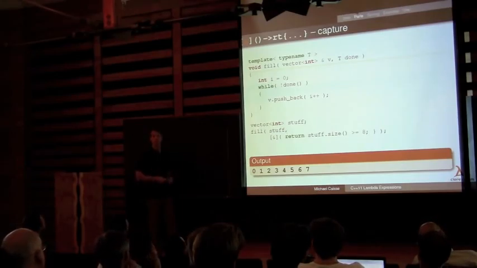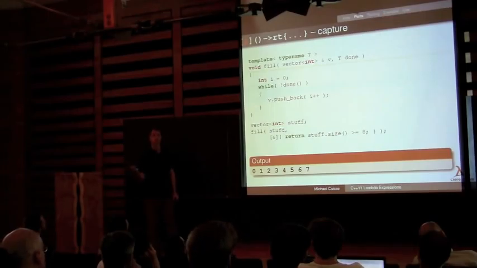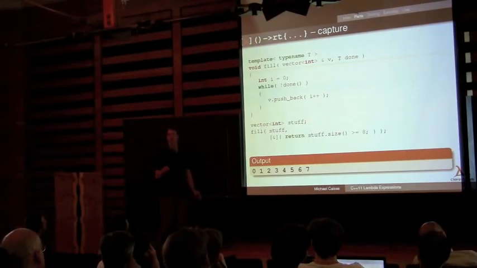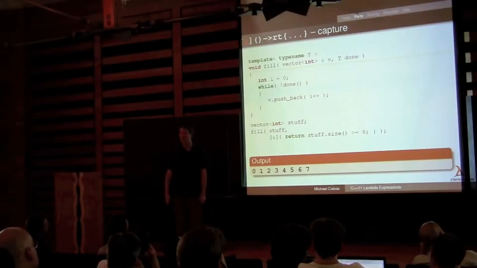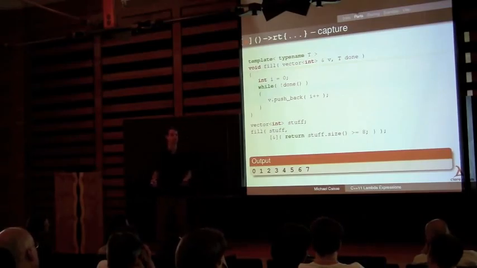So indeed, we're going to pass our closure object by value. We're going to get a copy. But the copy contains a reference to stuff. Obviously, if our reference to stuff goes away, we're in trouble, right? Stuff goes out of scope, and we still have this lambda floating around with a reference to something that is out of scope, then it's undefined.